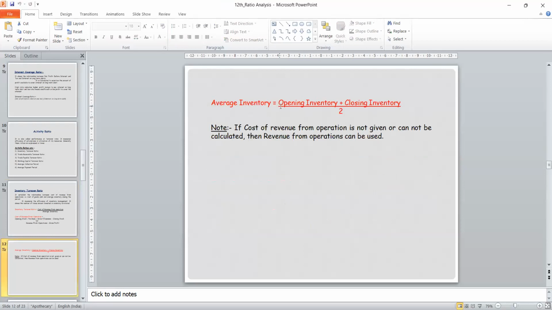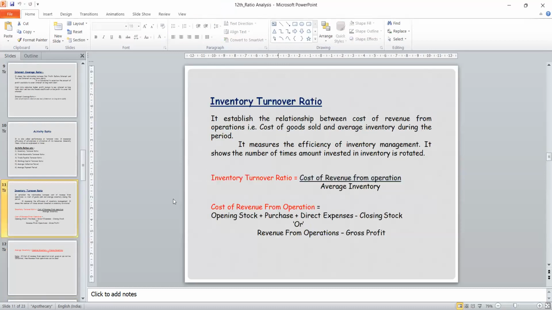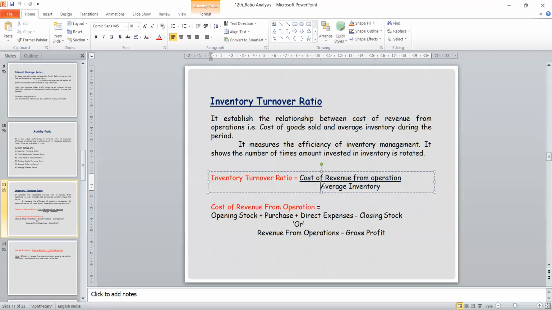Average inventory you can easily calculate: opening inventory plus closing inventory divided by 2. One more thing, if any one of the inventories is given, then you can take that also. You don't have to calculate the average in that case because only one is given, so you will use that inventory here, not the average. If only the opening inventory is given, then you will write opening inventory.